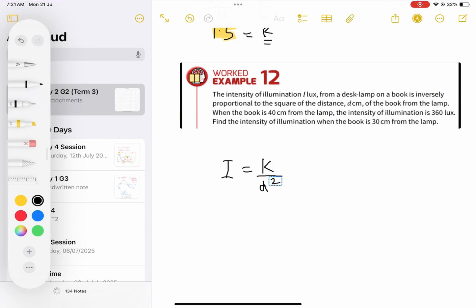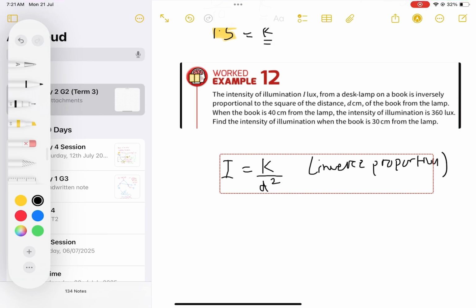So this is what we call inverse proportion. The K is still equals to K, but the D, whatever has been mentioned later on, instead of joining with the K, is actually the downside of the K. That's what we call inverse proportion. But the others, the technique remains the same. Usually there will be some numbers that are mentioned. In this case, when the book is 40 centimeter from the lamp, the D is the 40.